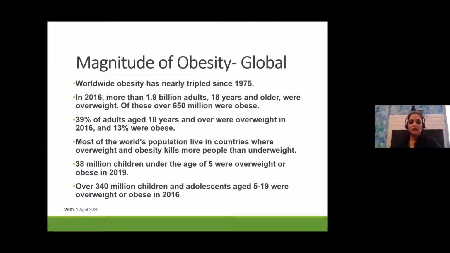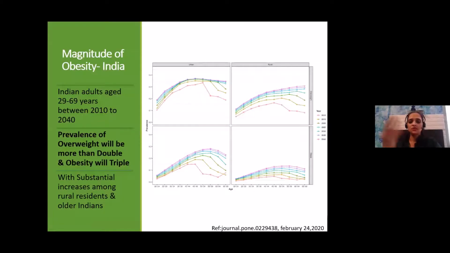If we look at countries like India, it is very common to see the dual burden of malnutrition, where at one end there is severe undernutrition. At the same time, we are also facing the repercussions of overnutrition. That was a global picture. Let's look at what is happening in India.